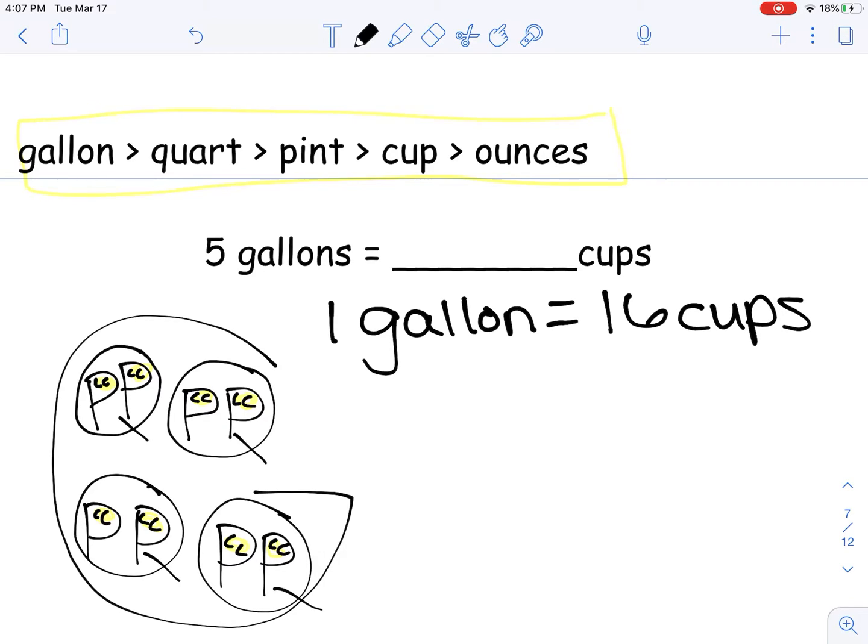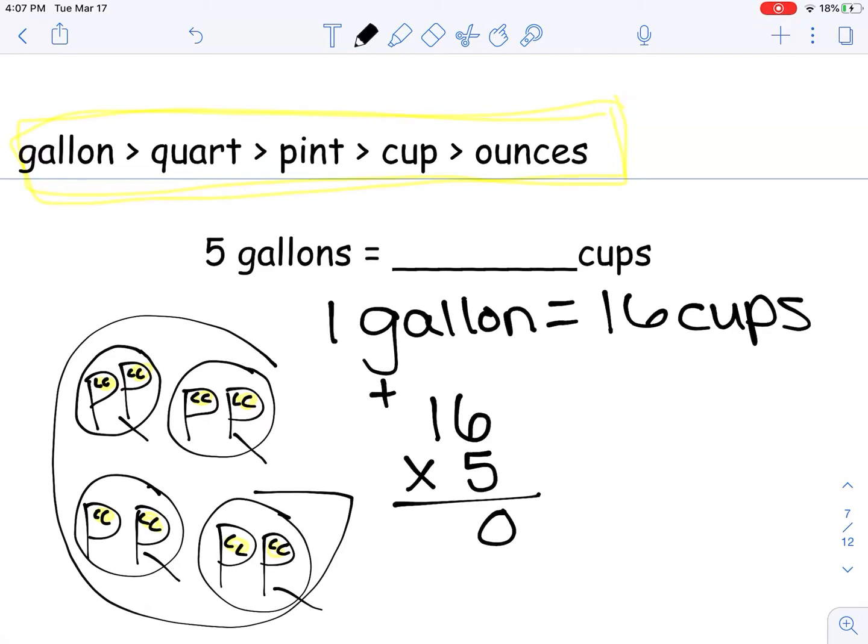Now, I ask myself, gallons to cups, am I going big to small, small to big? And again, if I look up here, gallons are my largest, so I definitely know I'm going big to small, which means multiplication. And be sure, guys, that you're showing your work. I'm going to show that multiplication. I know a lot of you are really great mathematicians and want to do it in your head, but be sure to show your work.